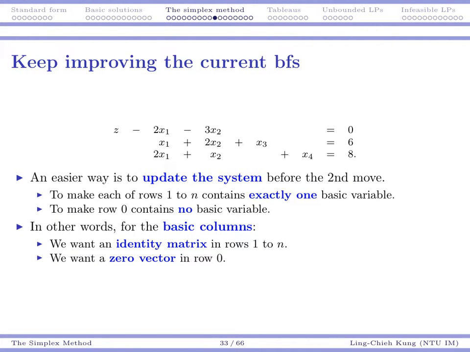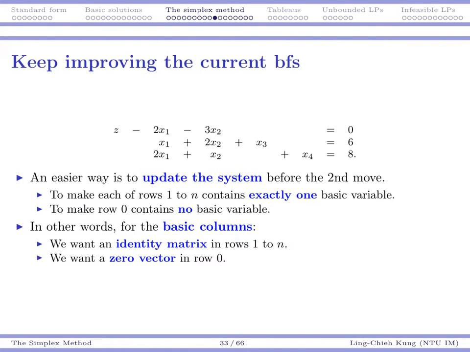Or in that particular example, before we run the second move, we want to update our system so that in each row, from row 1 to row n, there is exactly one basic variable, so that in row 0, there is no basic variable. The reason to do that is so that later, when we want to find entering and leaving variables, that's easier. Okay? So keep this in mind. Row 1 to row n, one basic variable. Row 0, no basic variable. When you see what happens in the next few slides, you will understand why we want to do this.